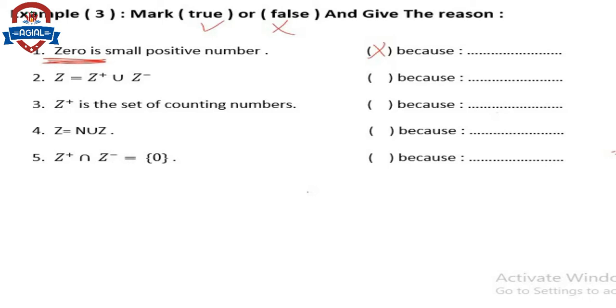Number 2, the set Z is equal to positive Z union negative Z. So the answer is false, because Z is equal to negative Z union the set 0 union positive Z.